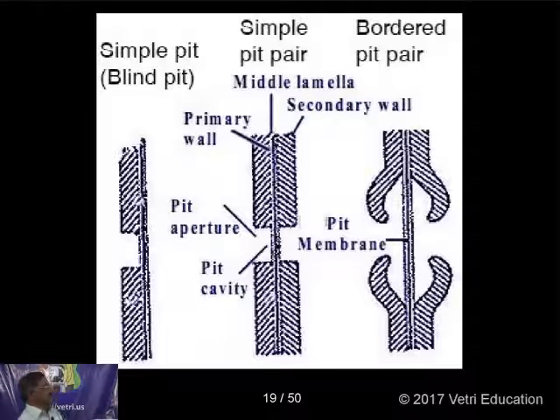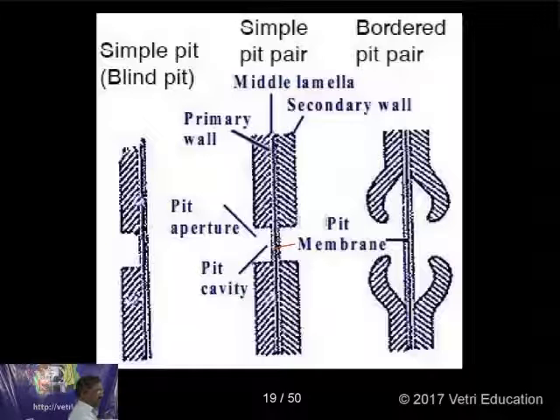Now you see the center one, it is a simple pit. There you can find the middle lamella and primary wall, with no secondary wall formation. Secondary wall formation is only up to above the pit. So the middle lamella and the primary wall together are known as the pit membrane. And then the space is called the pit cavity. And the opening is called the pit aperture.